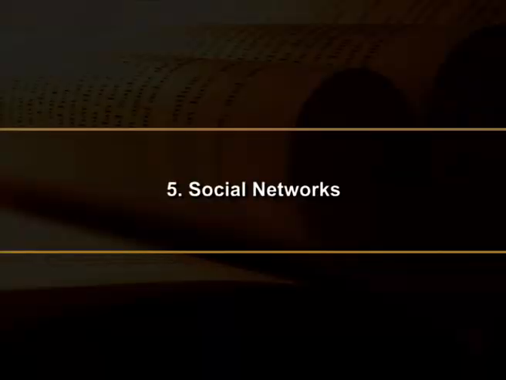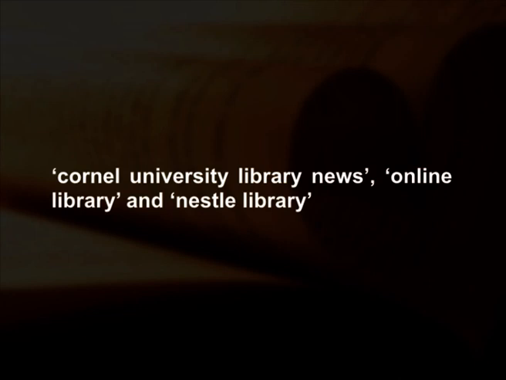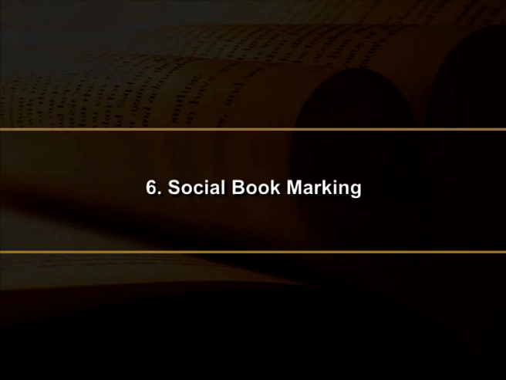5. Social networks. Social networks such as Facebook and Twitter are used by Cornell University for current awareness service. Some of the Facebook pages of the library are Cornell University Library, the Division of Rare and Manuscript Collections, and the Hilltop Collection. Some of the Twitter accounts of the library are Cornell University Library News, Online Library, and Nestle Library.